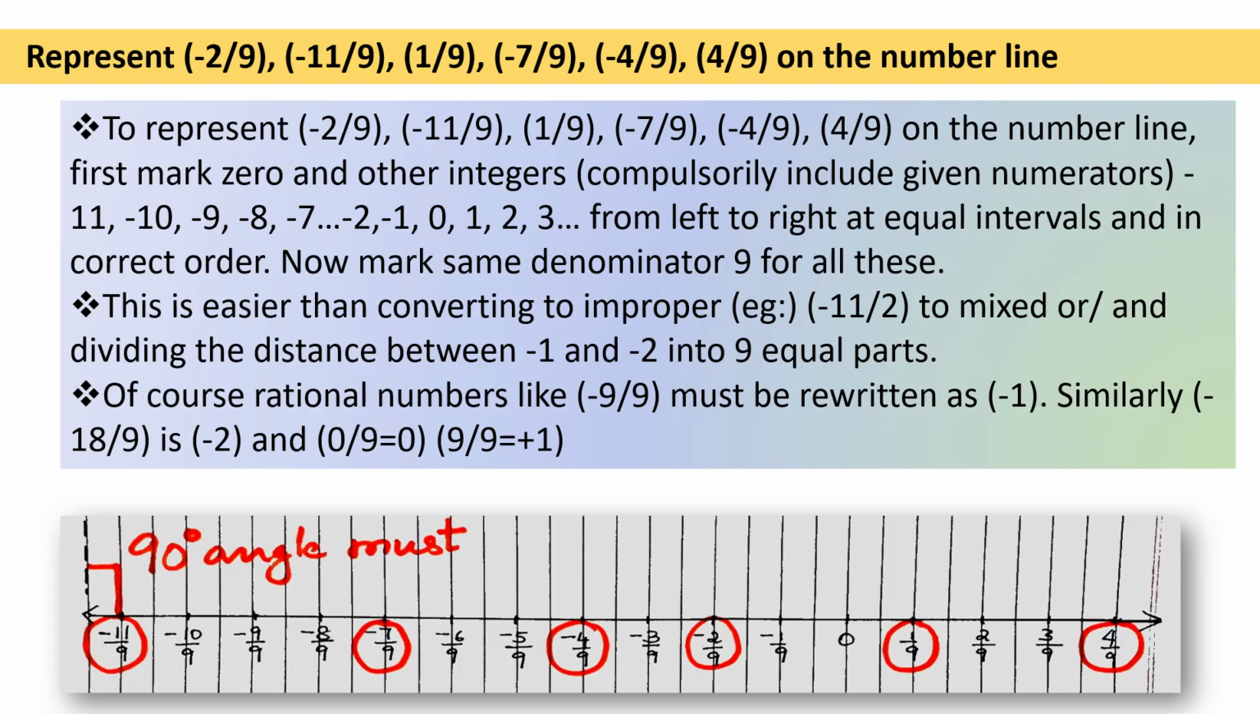So after you mark the integers, write the same denominator to all the numbers given, and finally you can replace the numbers minus 9 by 9 by minus 1. As we know, minus 9 by 9 is minus 1. Similarly, whichever integer part comes can be replaced by writing the integer very close to it. This is the easiest method instead of finding how many parts we have to divide in between the two rational numbers.